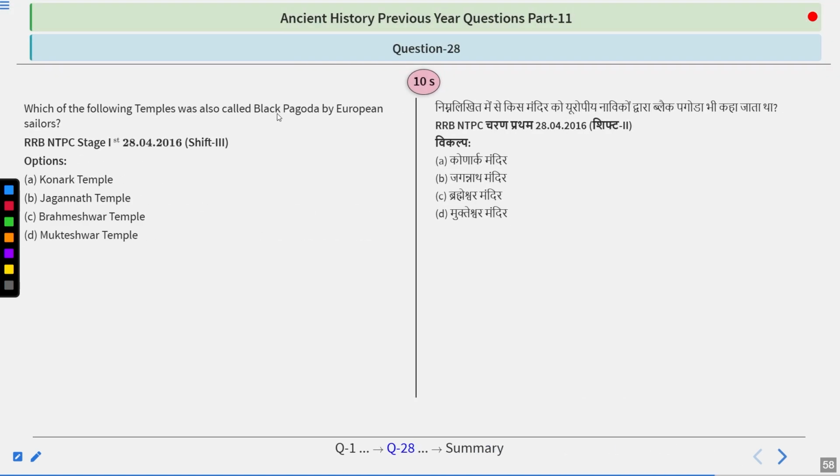Which of the following temples was also called Black Pagoda by European sailors? Options are Konark Temple, Jagannath Temple, Brahmeshwar Temple, or Mukteshwar. Very simple question. Try to answer.